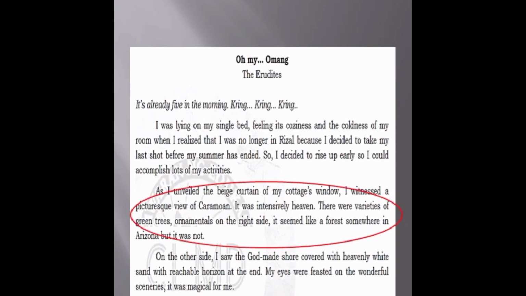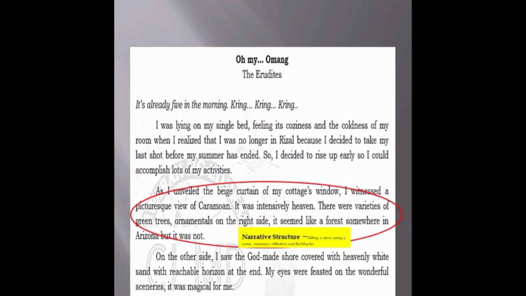As I unveiled the beach curtain of my cottage's window, I witnessed a picturesque view of Karamoan. It was intensively heaven. There were varieties of green trees, ornamentals on the right side. It seemed like a forest somewhere in Arizona, but it was not.